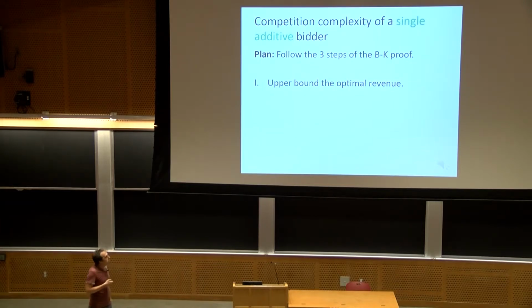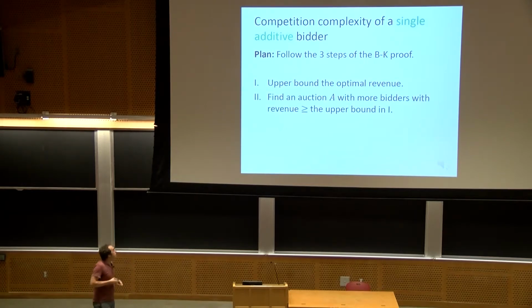And the proof will be similar to the simple proof of the Bulow-Klemperer theorem, and will involve 3 steps. One is to give some upper bound on the optimal revenue. The second step will be to come up with some auction which gives us more revenue than the upper bound in step 1. And the third step will be to show that VCG beats the mechanism from step 2. If we chain these 3 steps together, we can see that VCG gets more than the upper bound of the optimal revenue, which is the desired result.